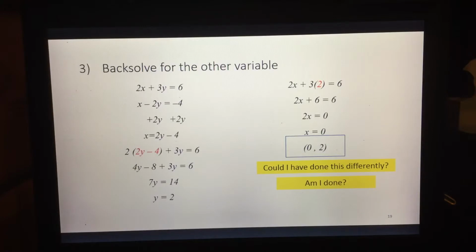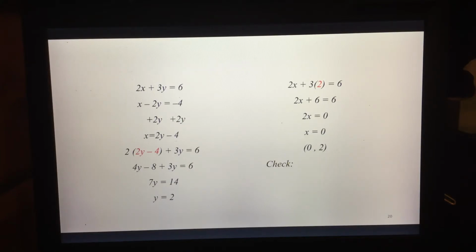So am I done? I hope no one said yes, because we're solving equations here, so we always check our answers. So to check the answer, I'm going to substitute (0, 2) into the first equation. 2 times 0 plus 3 times 2 equals 6. Does it work out? 3 times 2 is 6, which equals 6. It looks like it checks out.